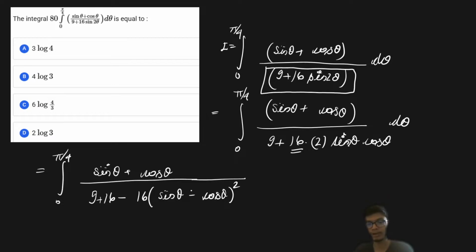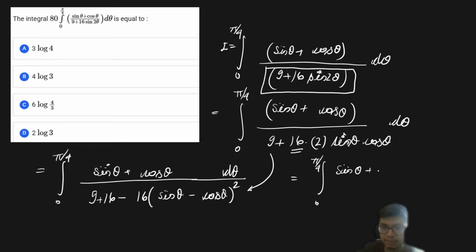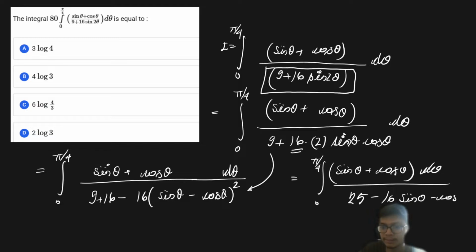Now, if you try to evaluate this expression, you are going to get exactly the same thing that is written in the denominator, right? So that is what the integration simplifies to. Now, it is just a matter of understanding that this is basically the integral of sine theta plus cos theta d theta, divided by 25 minus 16 times sine theta minus cos theta whole square, right?